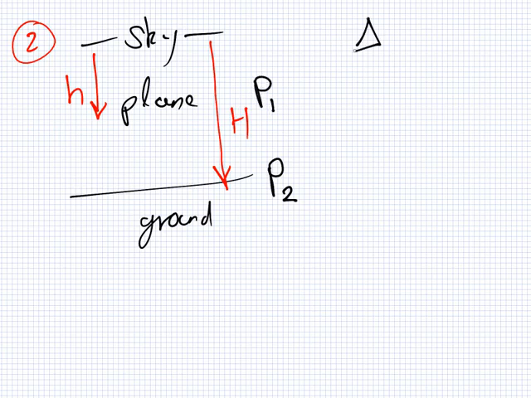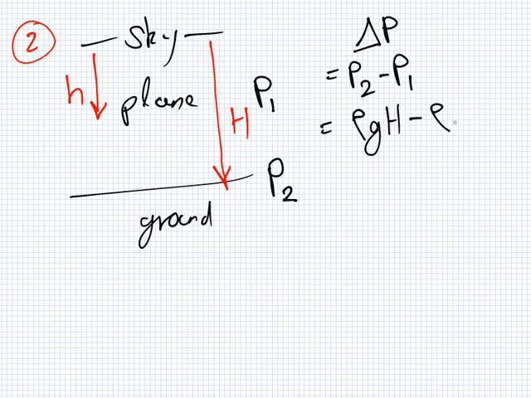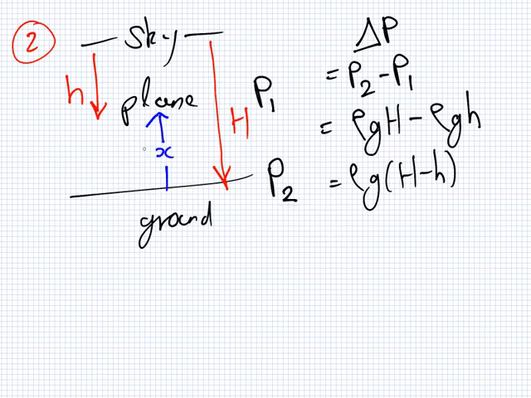So the difference in the pressure will be P2 minus P1. That would be rho G big H minus rho G small h. Is that okay? So that would be rho G times big H minus small h. Then do you know this? You do. We'll call that x, the height, the altitude. So do you know this? You do. So this will be rho G x.